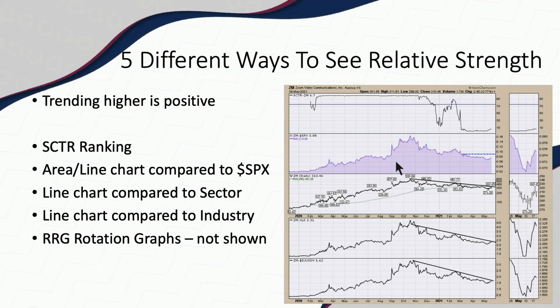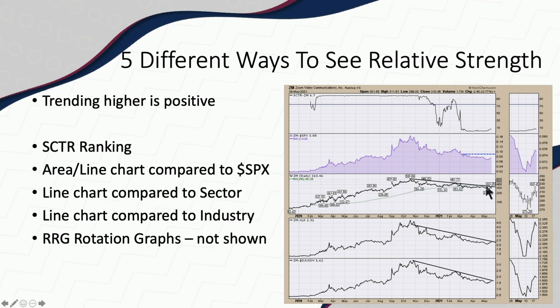There are 5 different ways to see relative strength that I usually work with. And again, on these indicators, when they're trending higher, that's positive. This is a chart of Zoom, and you can see the SCTR ranking up here was really strong and then started to fail. You could use a line chart or an area chart, whatever you prefer. On mine, I always make my ratio or relative strength chart compared to the S&P 500. I make it in purple and I highlight the top edge, and that's called an area chart. What you see here is the stock is declining, or the relative strength is declining compared to the S&P 500. It's underperforming. And we just happen to see the stock is doing the same thing.